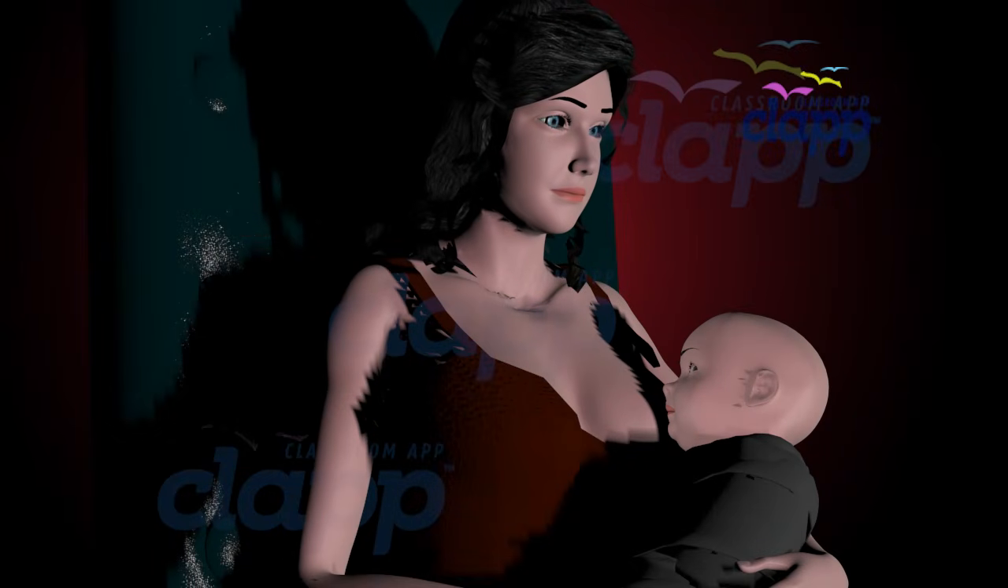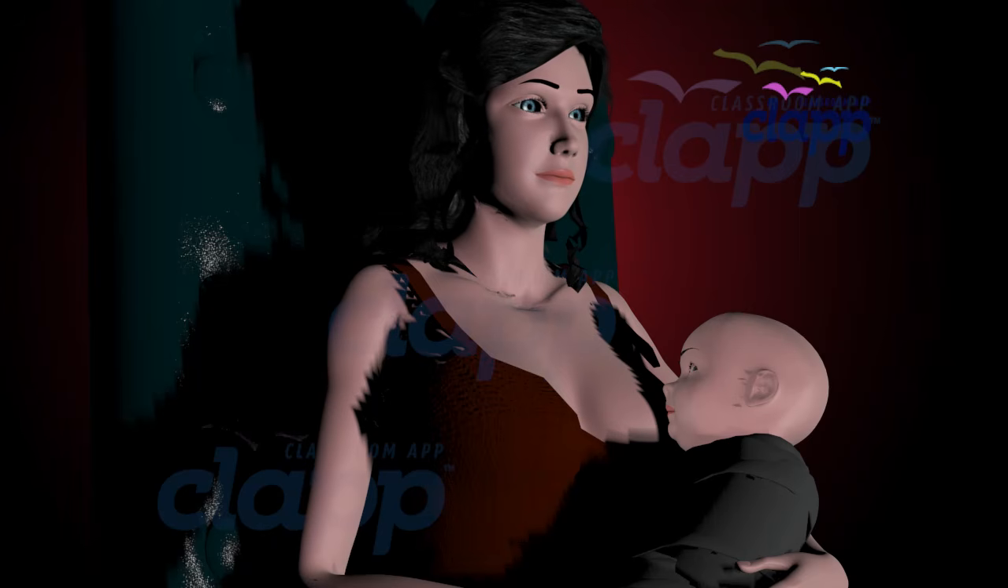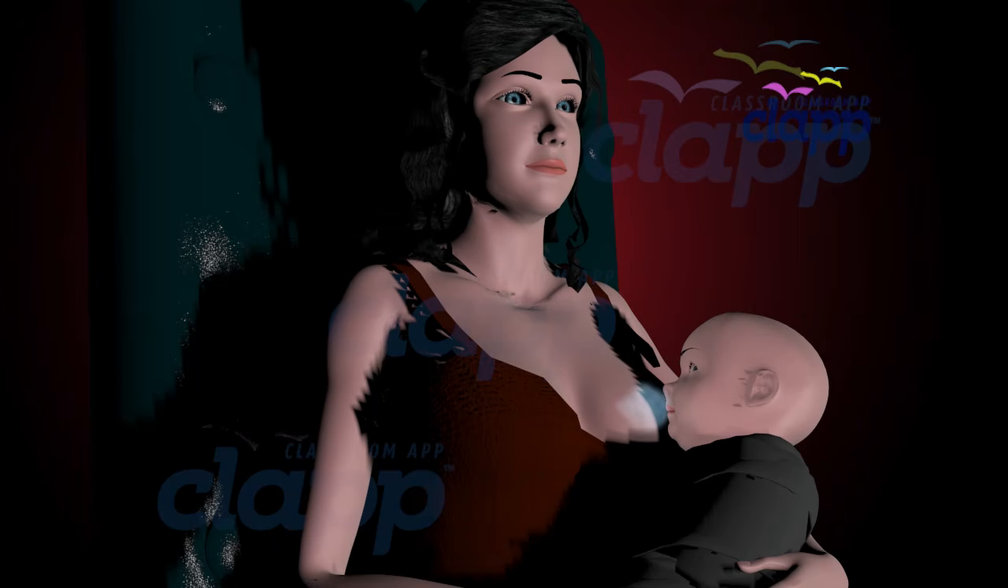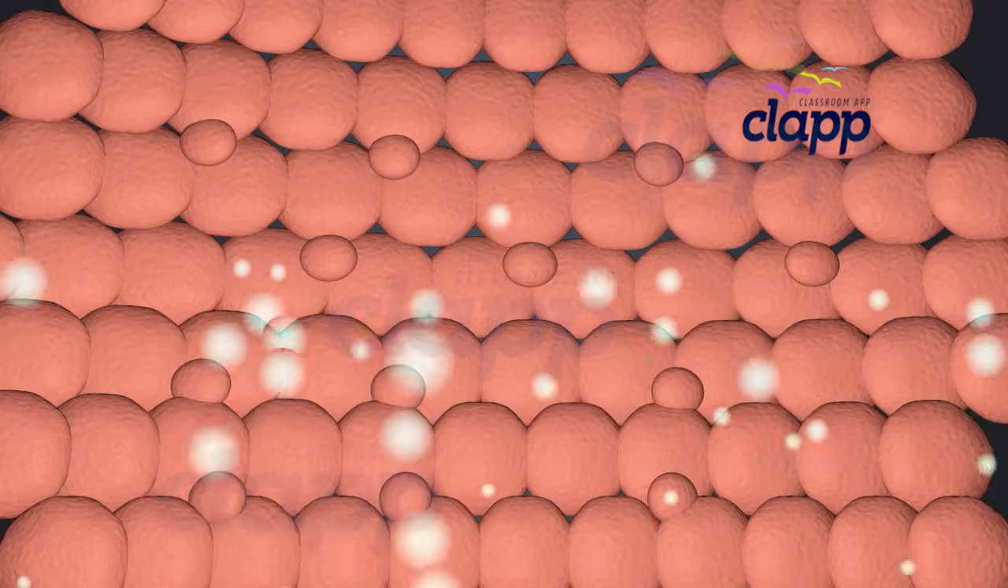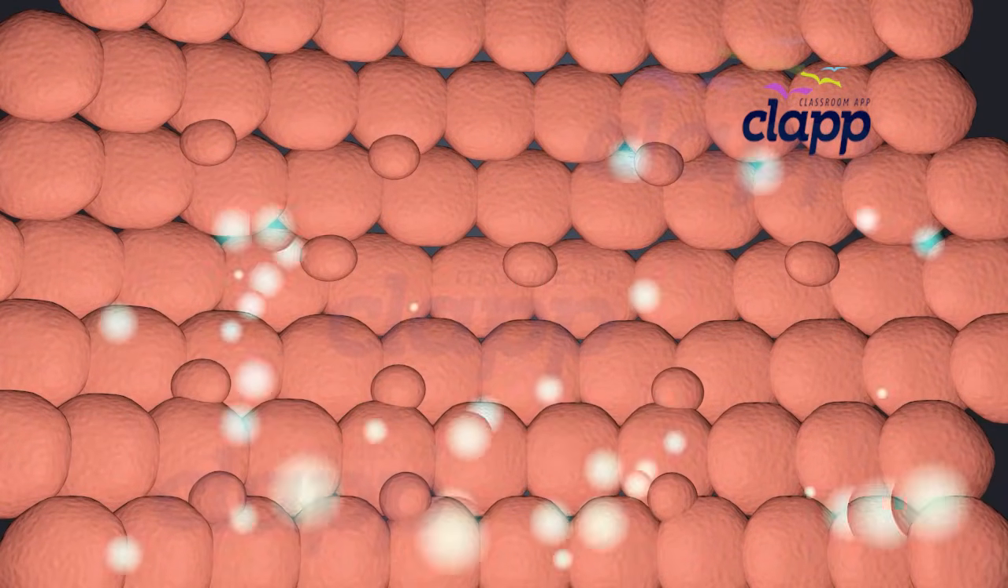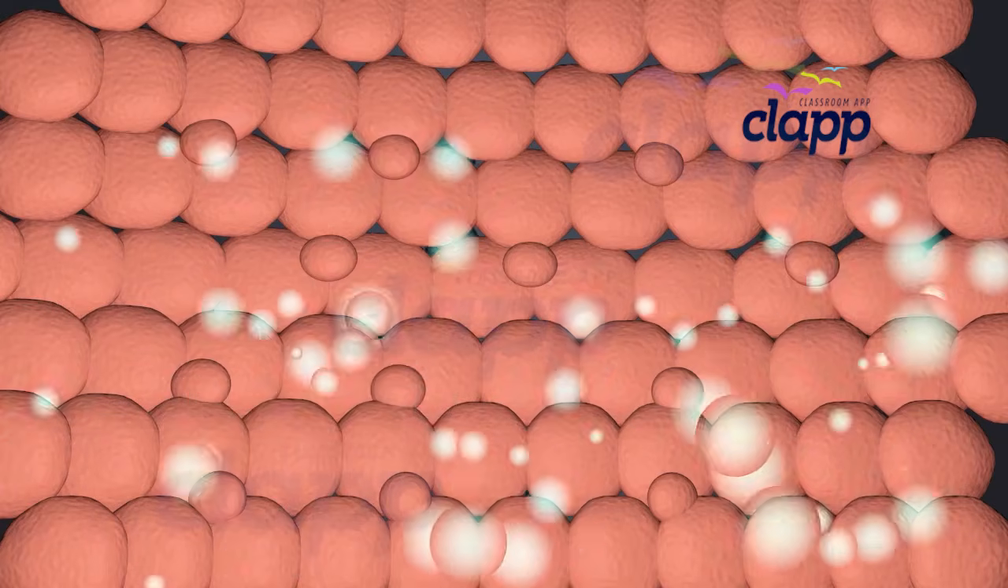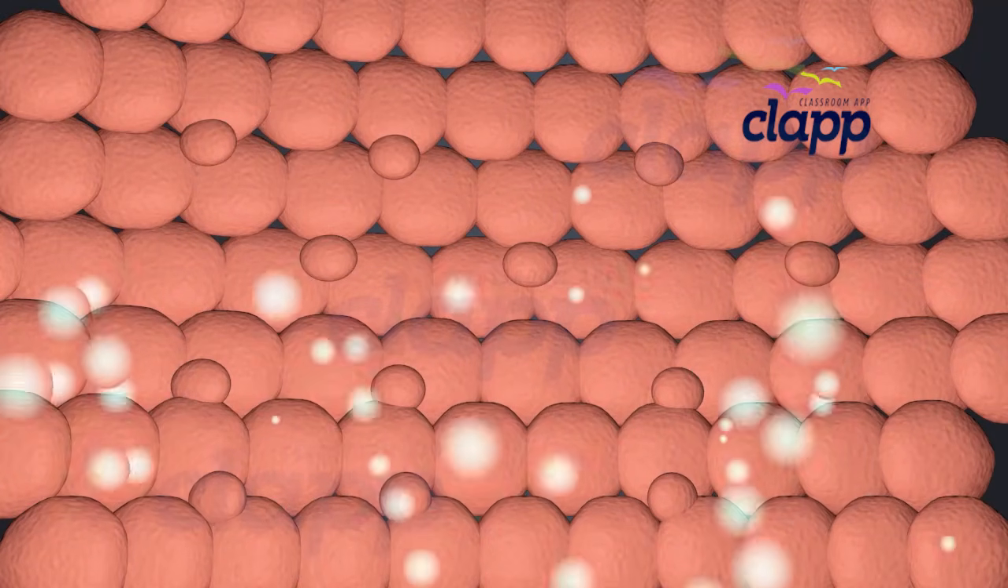After delivery, when the baby begins to suckle the nipple, it stimulates the nerves in the nipple and areola, sending signals to the brain. The brain receives these signals and sends instructions to the breast to produce milk. Then alveolar cells produce and secrete milk components such as proteins, fats, lactose, and immune factors.